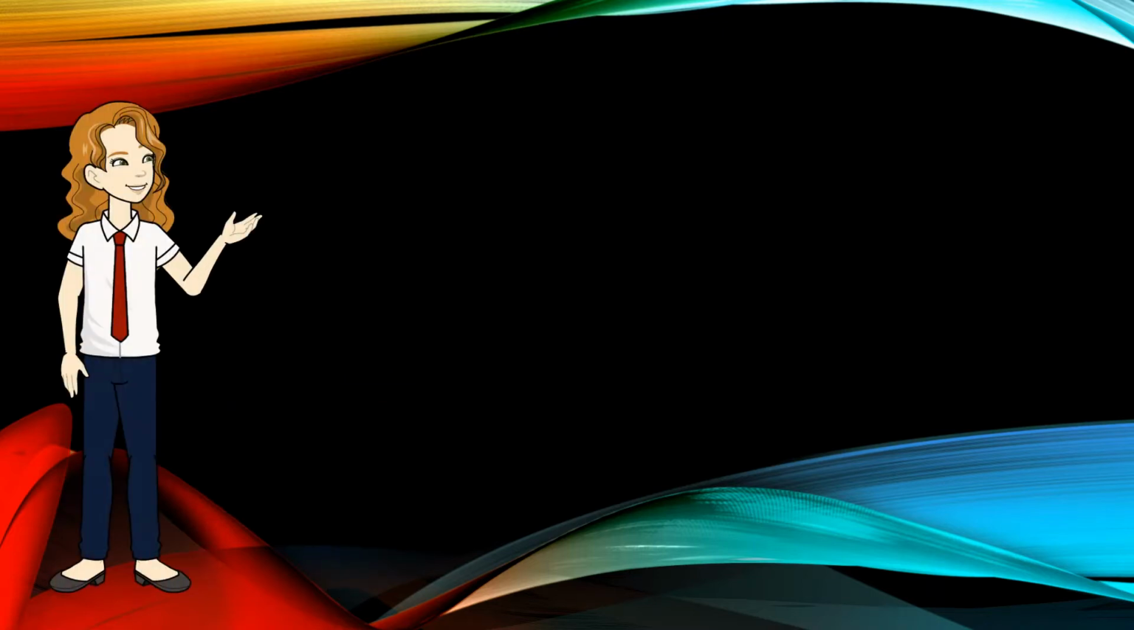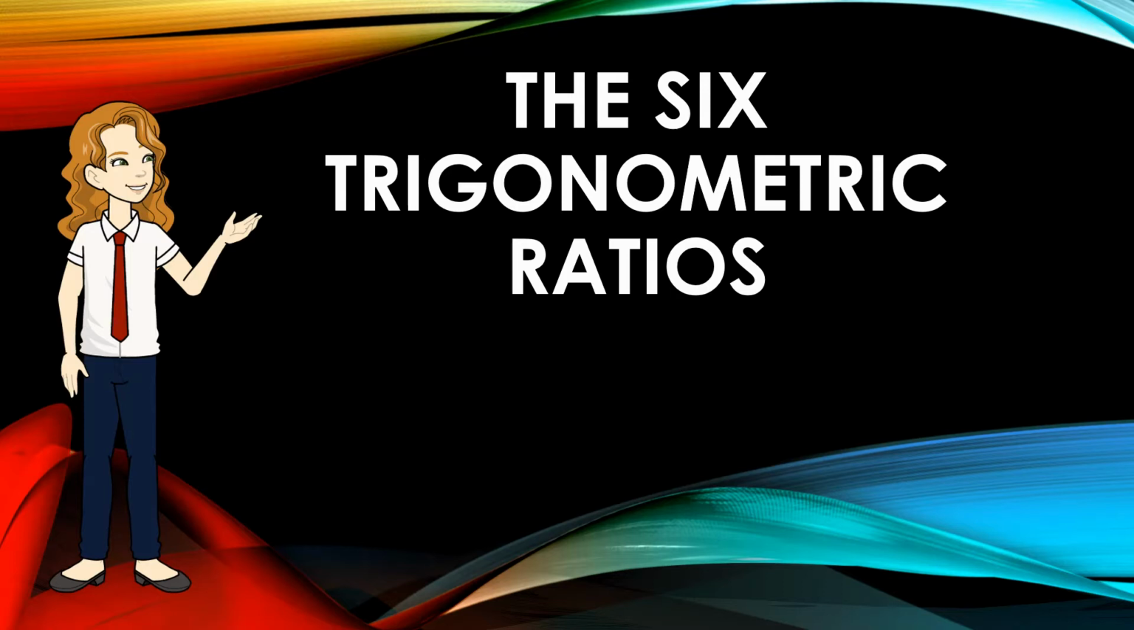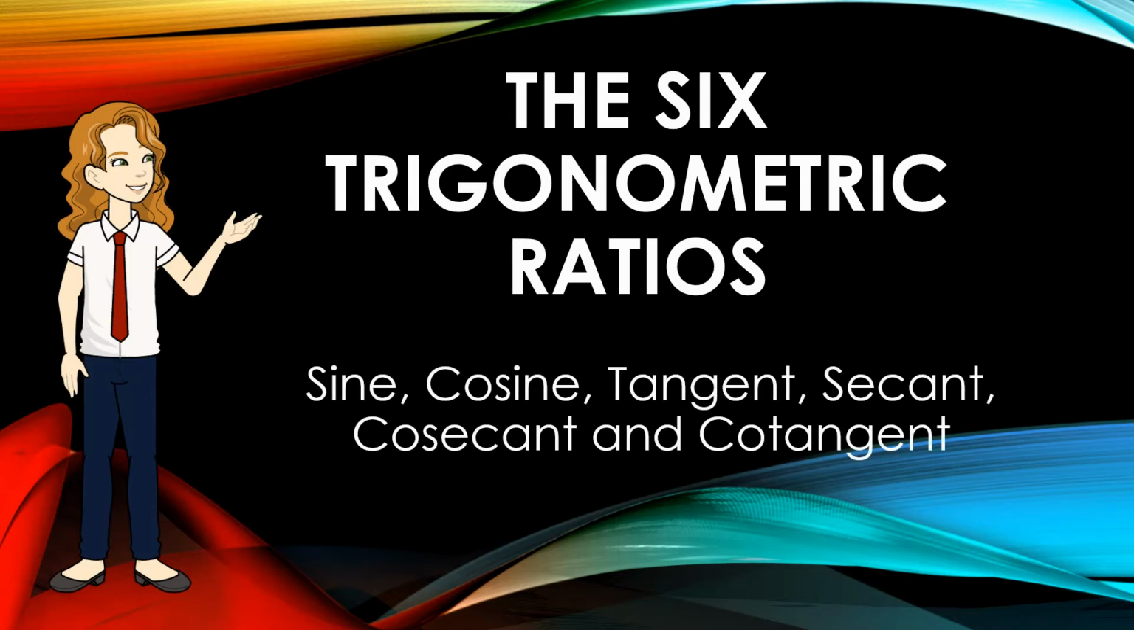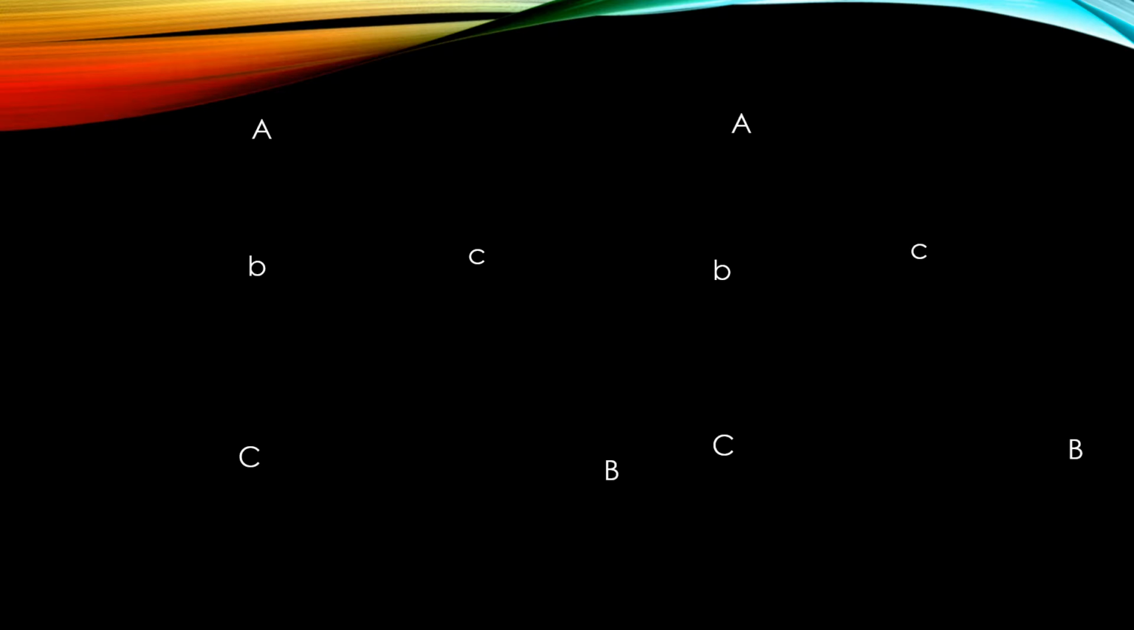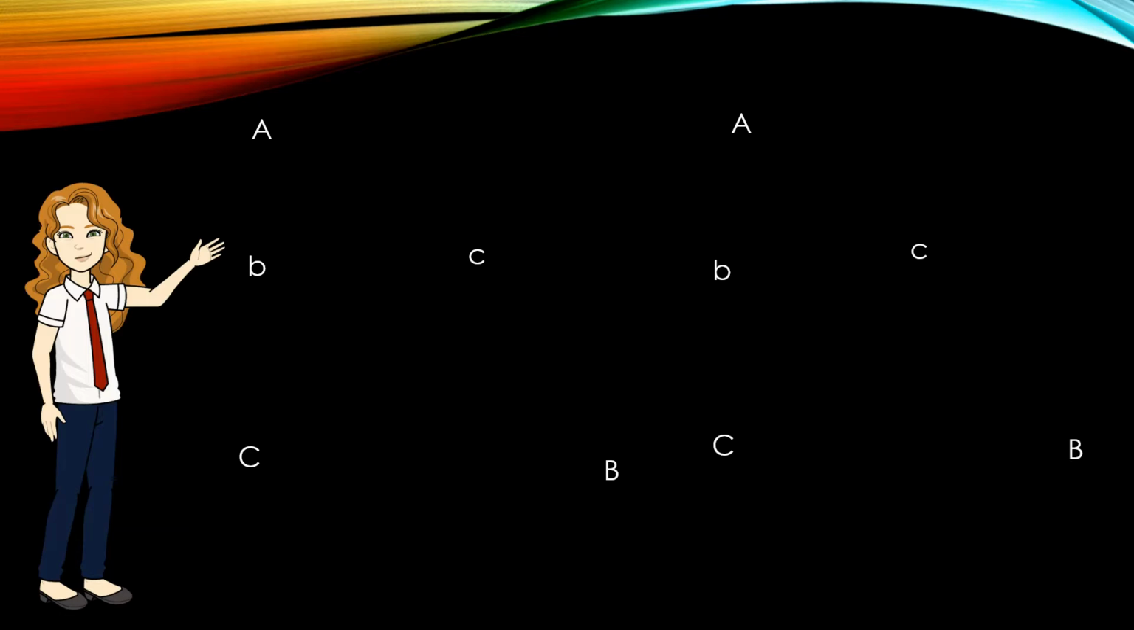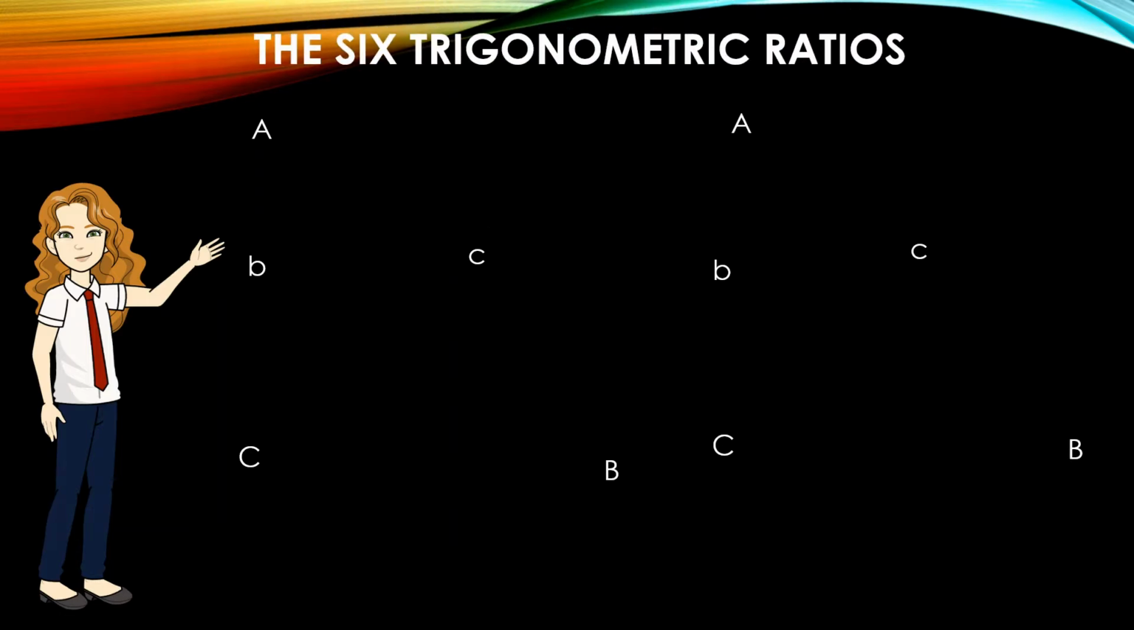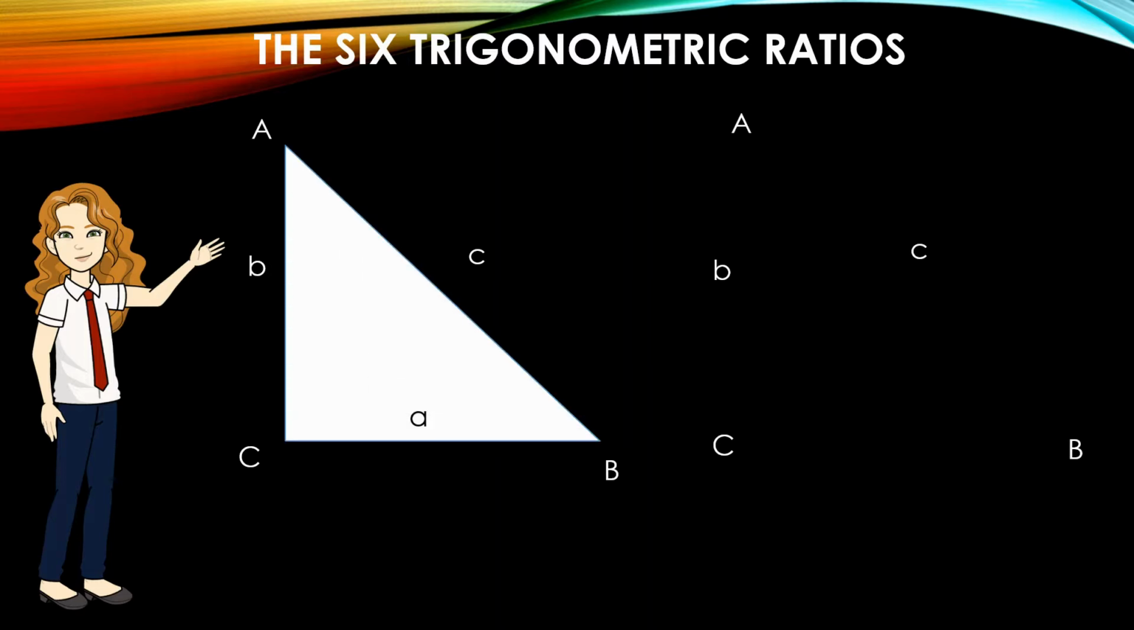Our topic for today is about the 6 trigonometric ratios: sine, cosine, tangent, secant, cosecant, and cotangent. Okay, let us now discuss the parts of a right triangle in the 6 trigonometric ratios. So here, we have the triangle ABC, right angle at C.